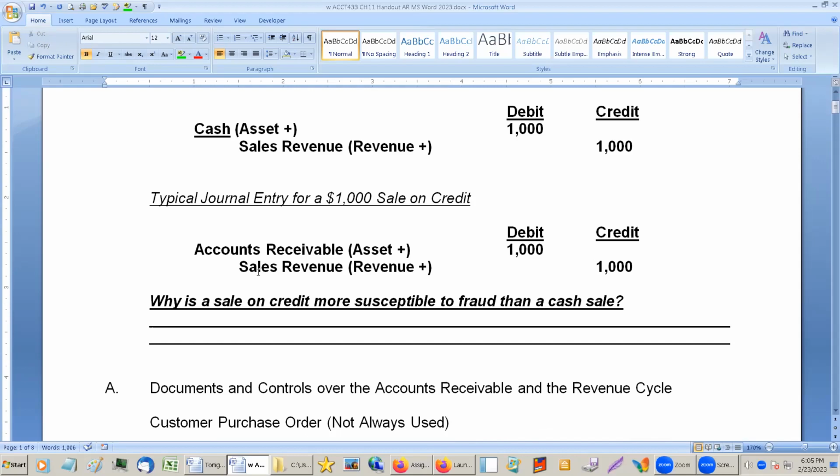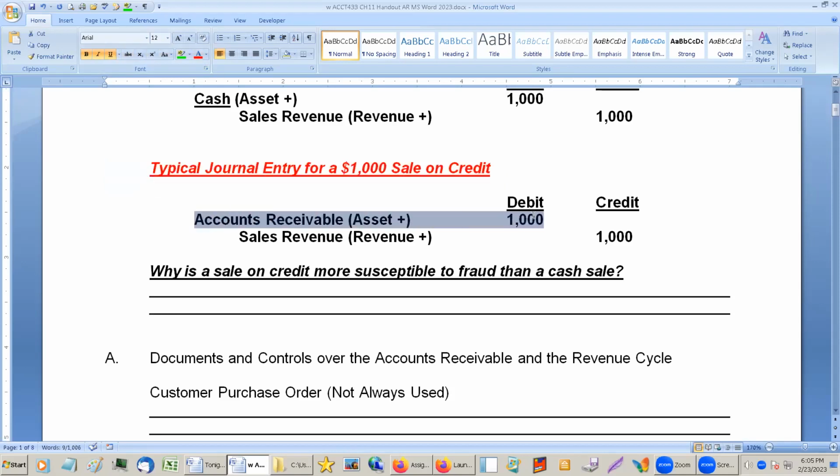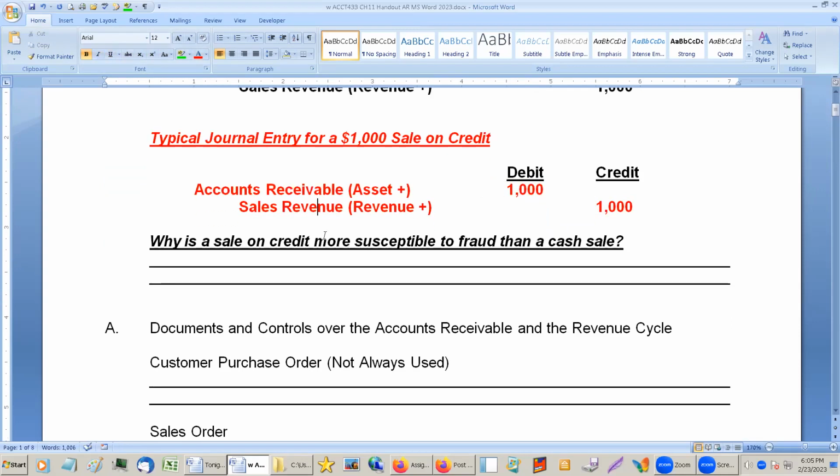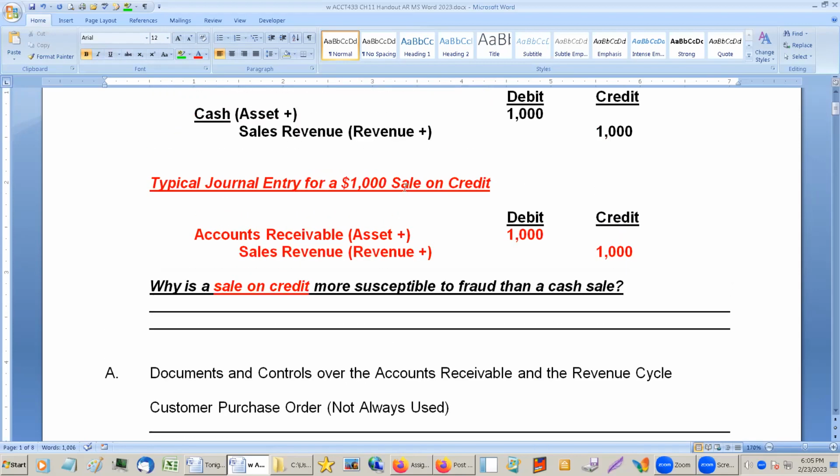Okay, so how do accounts receivable come about? Accounts receivable come about when something is bought on credit. And when something's bought on credit, we have this journal entry: accounts receivable and sales revenue. Okay, why is a sale on credit more susceptible to fraud than a cash sale?